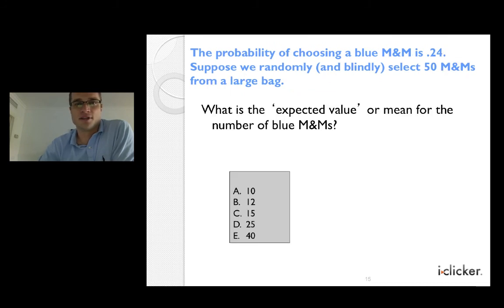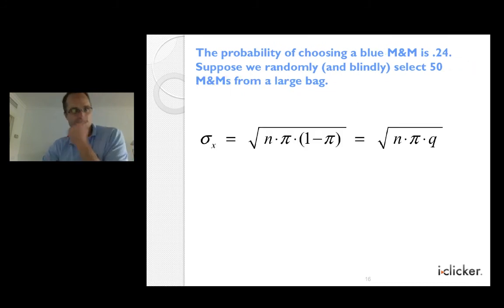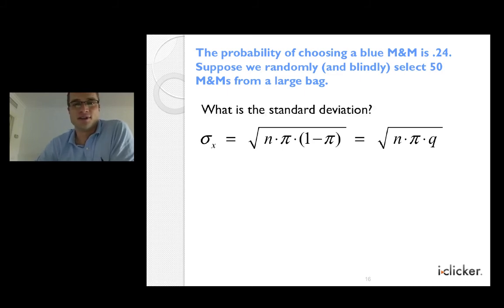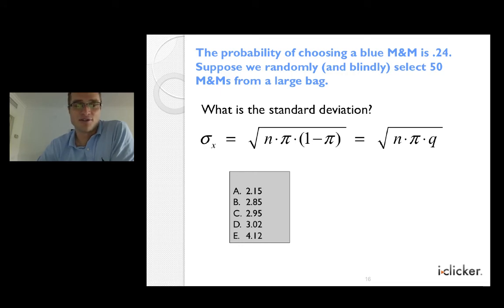The next question is the standard deviation. So what's the standard deviation of the same data set? 50 trials, probability of success is 0.24. Well, I plug it into this. I need the square root of 50 times 0.24 times 1 minus that, so that's 0.76. If you multiply those things out, you get 3.02. So the answer is D.